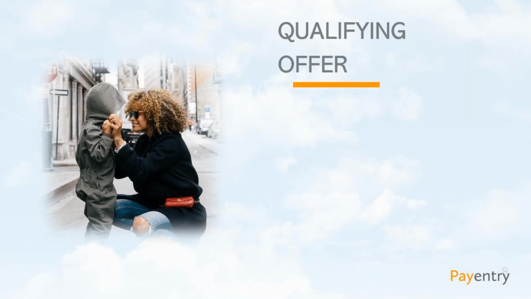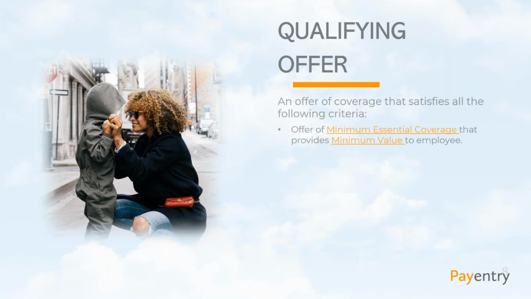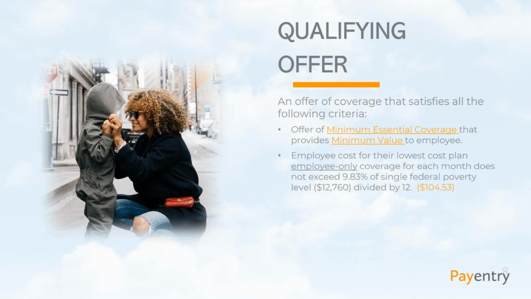Let's talk about a qualifying offer. There's so much confusion about this, and I hopefully can take away some of that today. But a qualifying offer is an offer of coverage that satisfies all of the following criteria. First of all, you have to be offering minimum essential coverage that provides minimum value. Okay, you have to have an ACA qualified plan, basically. The second thing is the employee cost for the lowest cost plan for employee-only coverage. So the deduction for, let me just restate that.